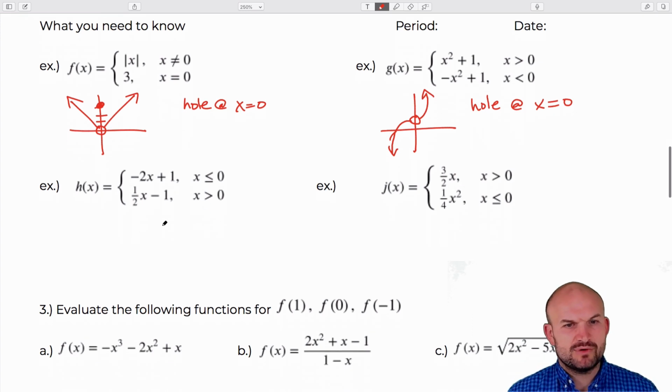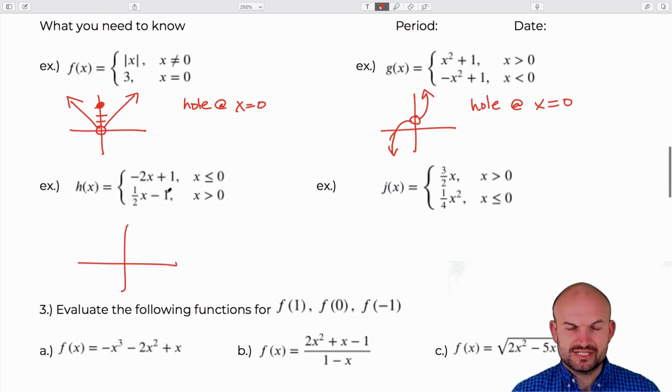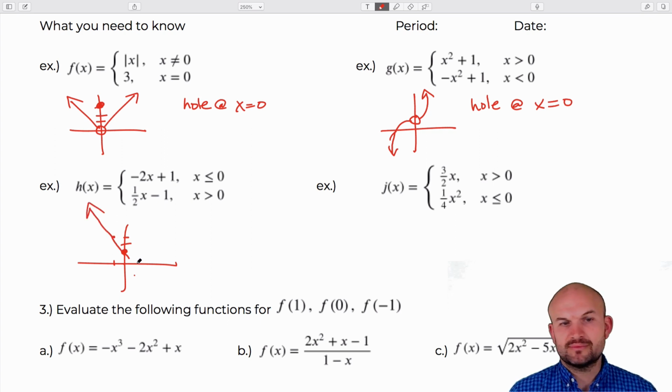For the next one, negative 2x plus 1. Again, remember the 1 is going to be your y-intercept. And then we're going to go down to the right. So it's probably going to look something like this. This says, oh sorry, it's less than or equal to 0. So that means I'm actually going to go up to the left, kind of go in that direction. And it's less than or equal to, so it's going to be an included circle. All right, so that looks something like this.